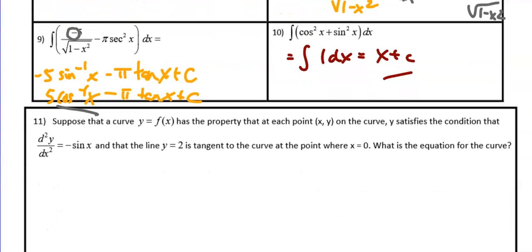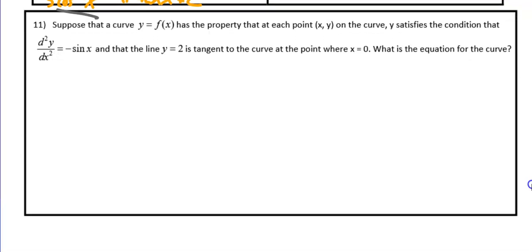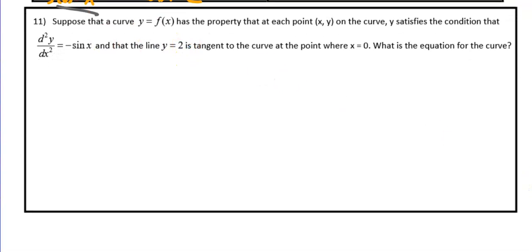Okay? So we're going to finish this video up with another random question where we do have to integrate with a little bit more thought. This question is saying, suppose that the curve y equals f of x has the property that at each point x, y on the curve, y satisfies the conditions that the second derivative is negative sine x, and that the line y equals 2 is tangent to the curve at the point where x equals 0. What is the equation of the curve?